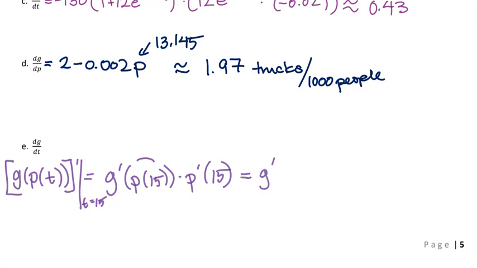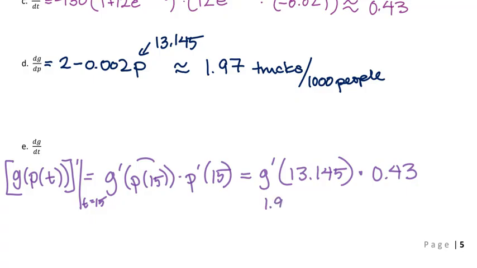So we already have some of this built out for us. You won't always, but we know that p of 15 is our 13.145. So we will need g prime of 13.145 times p prime of 15, which we actually also already figured out. I kind of did the pieces for you. And then g prime of 13.145 is actually what we just did.